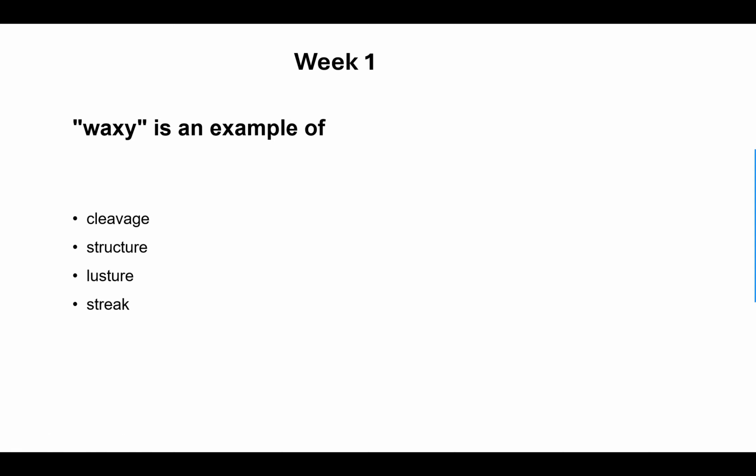I hope you have gone through and submitted those assignments, but let's go through those answers quickly. Waxy is an example of whether it's a cleavage, structure, luster, or a streak. It's an example of luster. I think this is much more towards rocks, because week 3 mostly deals with the lithosphere.